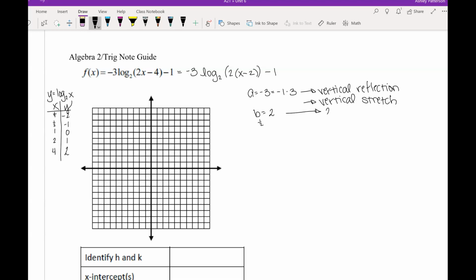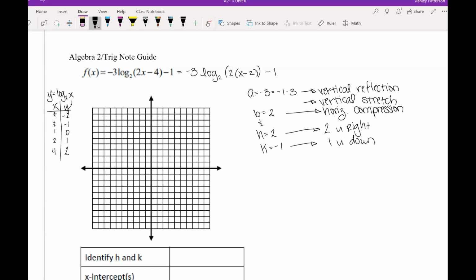So that means we are going 2 units to the, oh, hello, I was looking at h. That means that we have a horizontal compression, all because the reciprocal of 2 is 1/2. Now, h is 2, here we go, which means we go 2 units to the right. And k is negative 1, meaning we go 1 unit down.